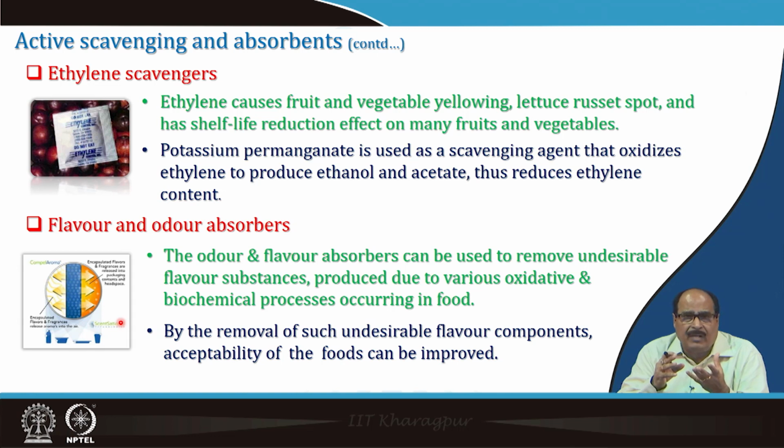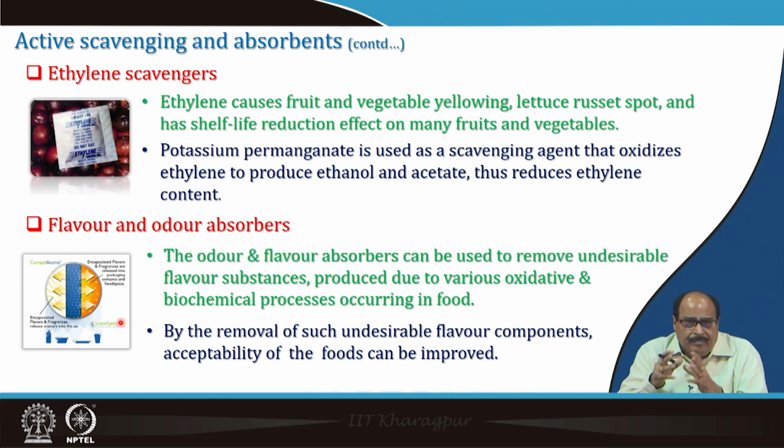So, potassium permanganate is used to scavenge ethylene, which oxidizes ethylene to produce ethanol and acetate. Thus it reduces the ethylene content inside the package, and by reducing the ethylene content, one is reducing the ripening rate, and the shelf life of the material is extended. Similarly, if you want to enhance the ripening of the fruit, then inside the packet some ethylene releasers can be used.